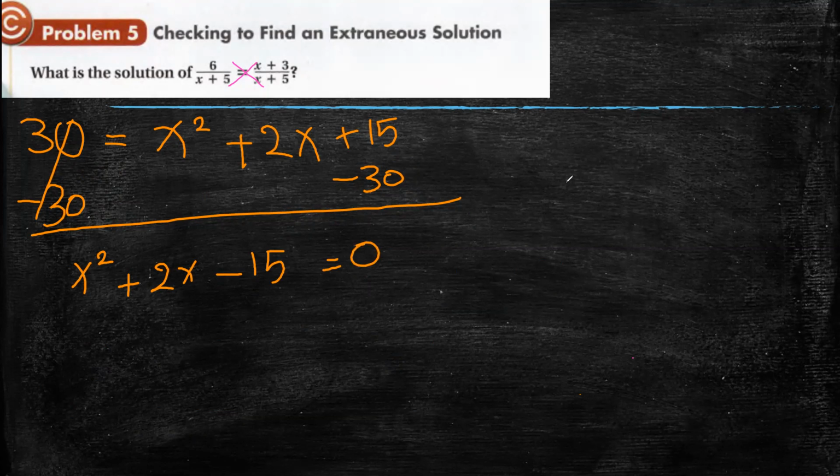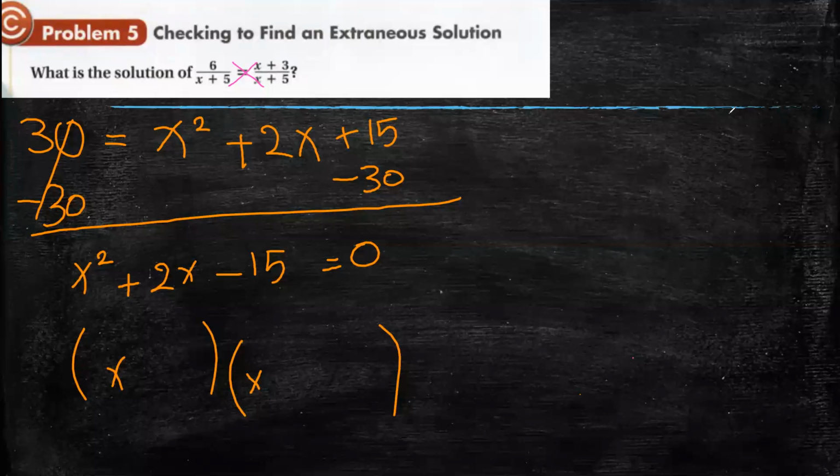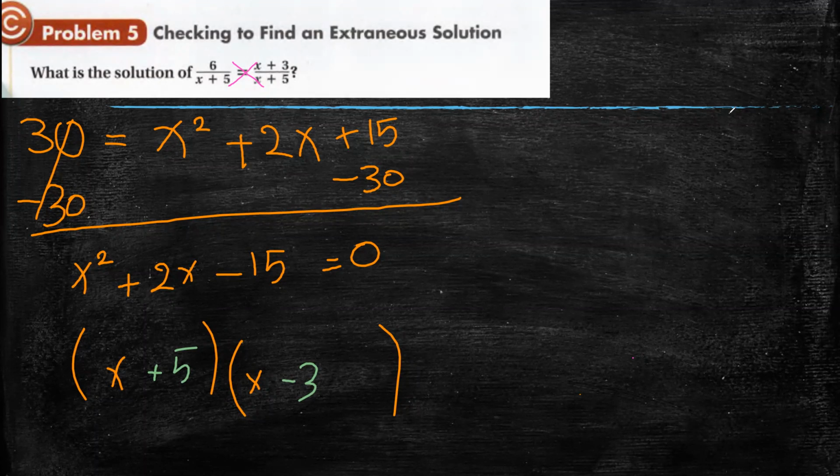Then as you see here, what do we have now? We have a quadratic equation. This quadratic equation, we have now to solve it by factorizing it. Now, look at the number negative 15. Give me two factors that when you multiply them, you get negative 15, and when you add them, you have positive 2. Negative 5, positive 5, and negative 3. So 5 times negative 3 is negative 15, and 5 plus negative 3 is positive 2.